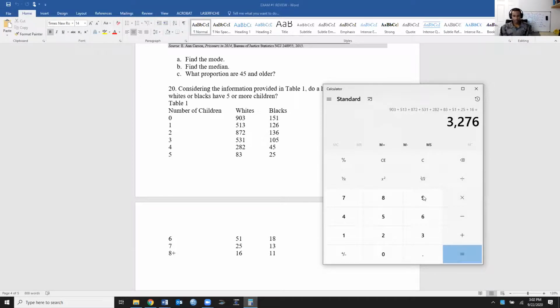Now what I need to do is find out how many whites have 5 or more children. So 3,276, we just need to hold on to that number for now. 3,276 is our N. We need to do 83 plus 134.